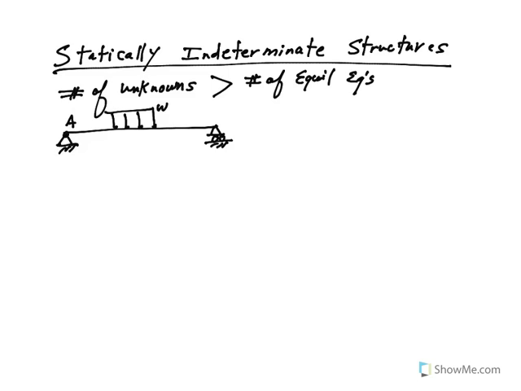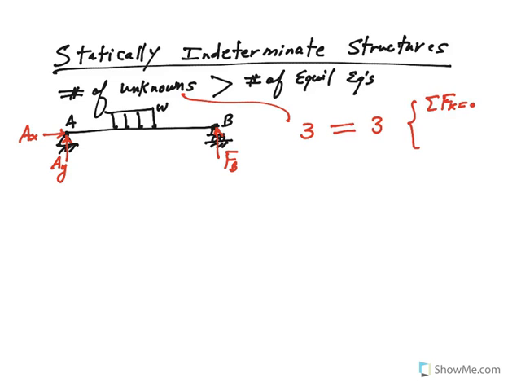and if you call this pin A and this roller B, how many reactions do we have? How many unknowns do we have here? We have two unknown reactions at the pin, AX and AY, and one unknown reaction at the roller. Then we have three unknowns, and we have three equations. The equations being the two force equations and our moment equation for a two-dimensional rigid body problem.